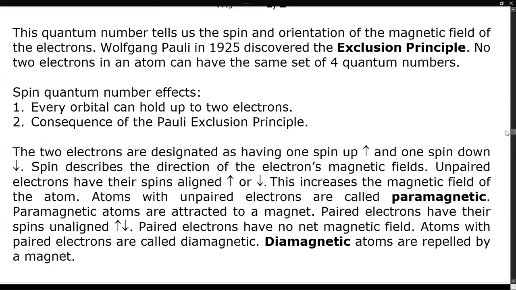If the spins are paired, then we put them together, one up, one down. By convention, we tend to put the positive spin in first, although there's really no rule that says the first electron has to have a positive spin. It could technically be either one. But if they're all paired up and there are no unpaired electrons, we'd say that is diamagnetic, and those are repelled by the magnet.